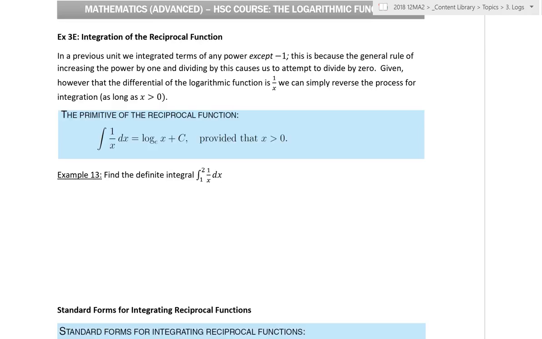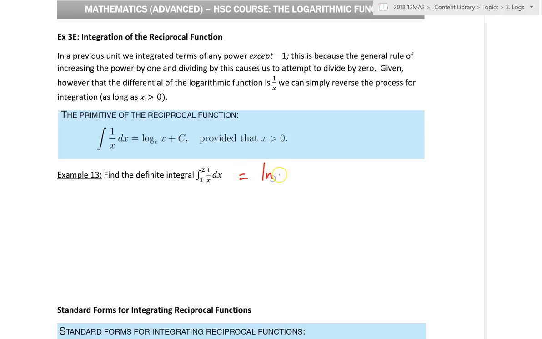We are looking today at integrating the reciprocal function, that is 1 over x or x to the negative 1. Previously that's caused us problems, but we can integrate it now using logarithms. We've already seen that when I differentiate log of x, I get 1 over x, so if I integrate 1 over x, I get, unsurprisingly, log of x. So here we go, first case here, pretty straightforward.